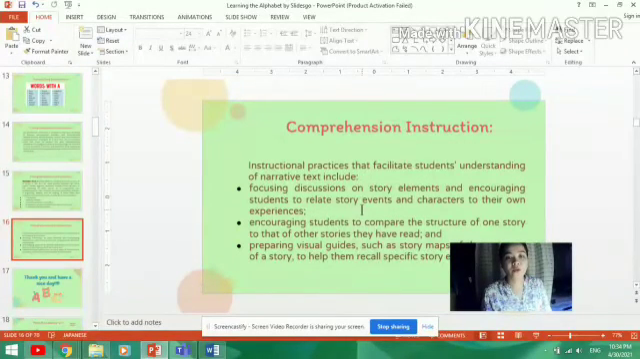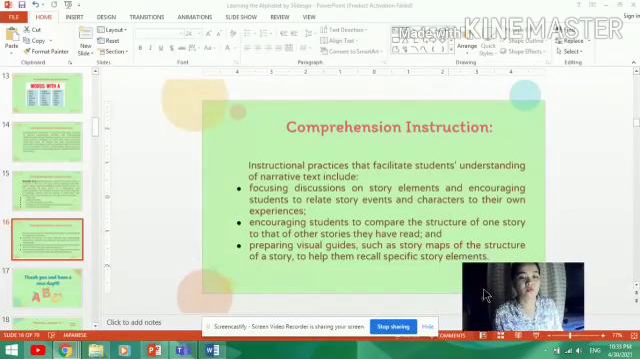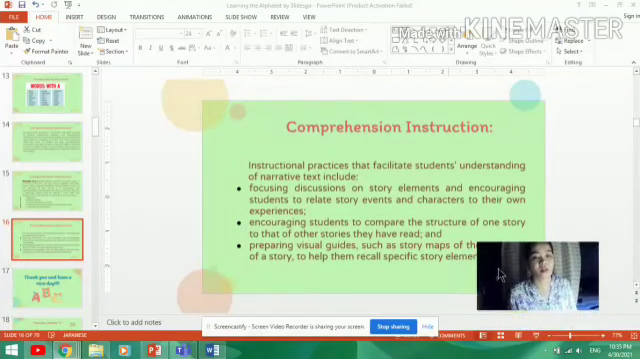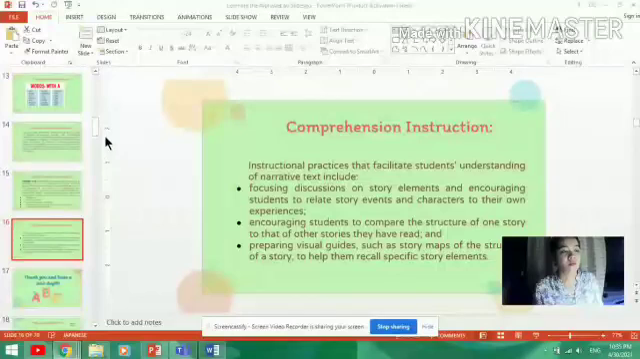Comprehension instructions are the instructional practices that facilitate students' understanding of narrative text, including focusing discussions on story elements and encouraging students to relate story events and characters, encouraging students to compare the structure of one story with another, and preparing visual guides such as story maps of the structure of a story to help them recall specific story elements. So that's all, the five components of reading skills and how to start reading with beginner readers.